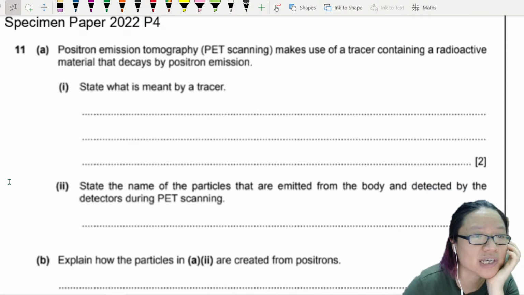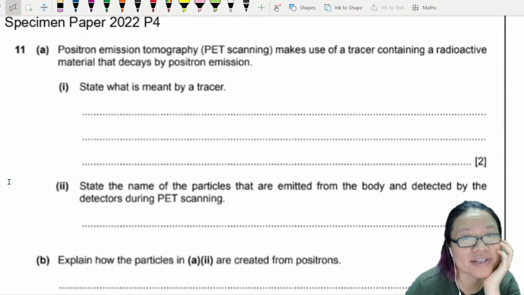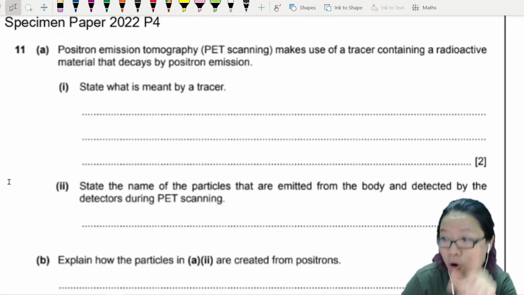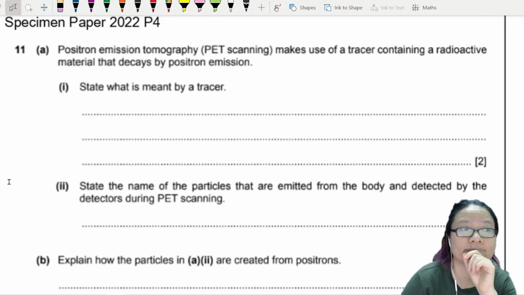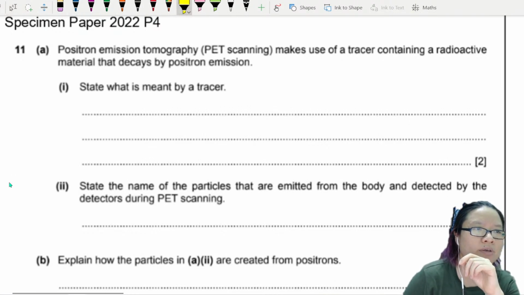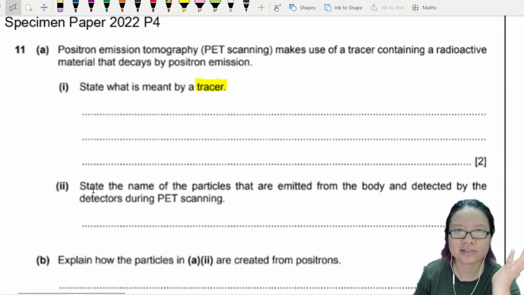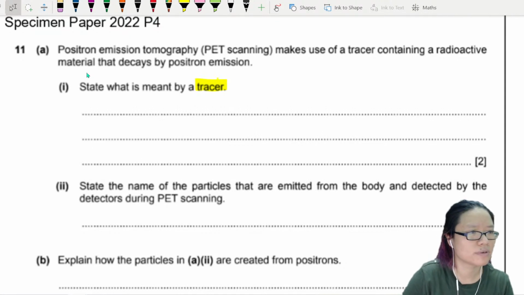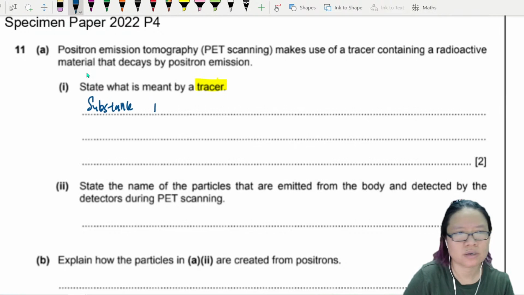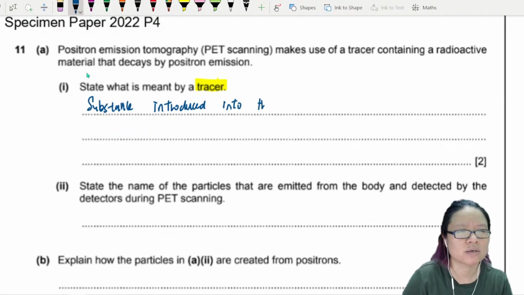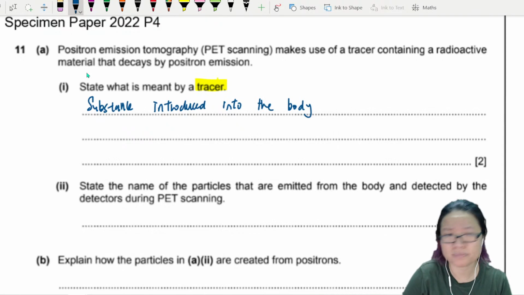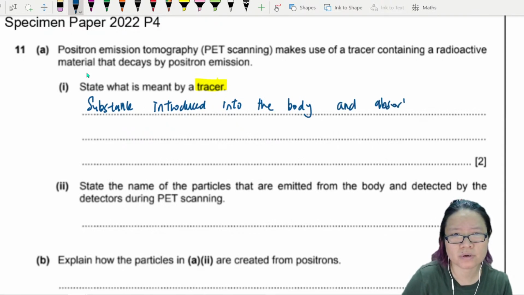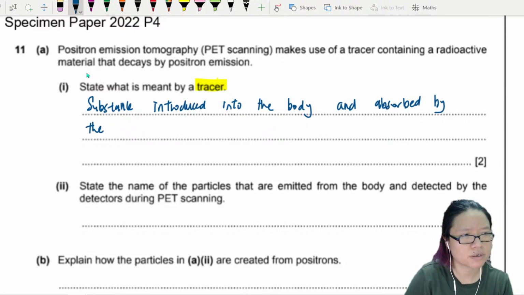Positron emission tomography makes use of a tracer containing a radioactive material that decays by positron emission. State what is meant by a tracer. Well, my friend, what is a tracer? Number one, it is a substance introduced into the human body. I guess you can introduce it into any living tissue. So it could also be an animal, if let's say the animal has cancer, and it is absorbed by the tissue being studied.